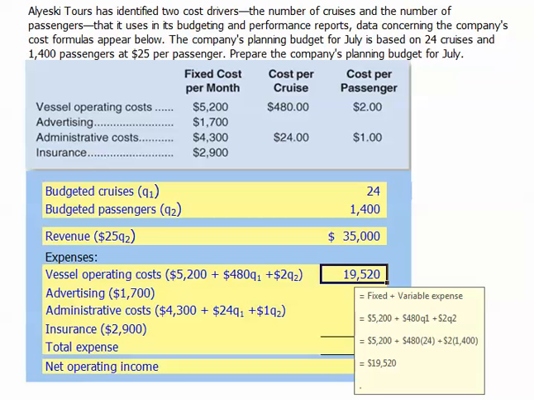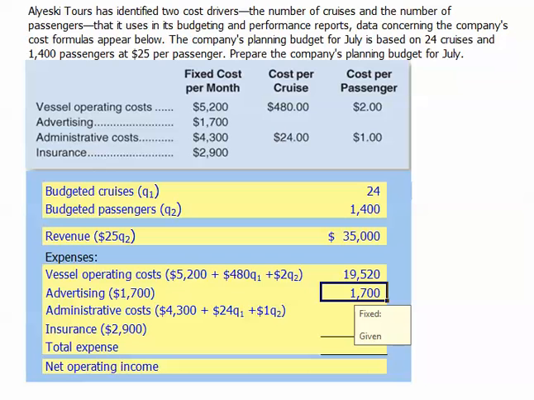The fixed component is $5,200 per month, and then we have two variable components, a cost of $480 per cruise, so 480 times 24 cruises, plus a cost of $2 per passenger, so 2 times 1,400 passengers. This gives us total estimated vessel operating costs of $19,520. Our advertising cost has only a fixed component, and we're told that's $1,700 per month.